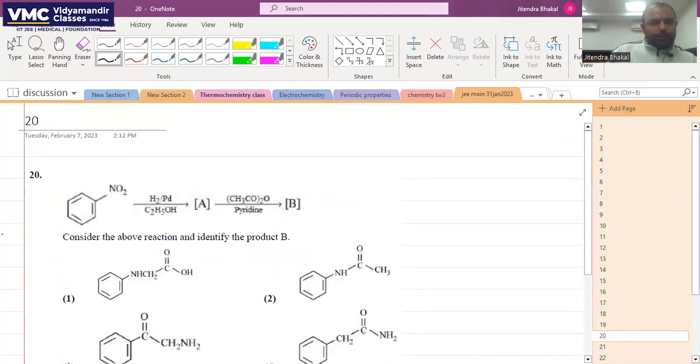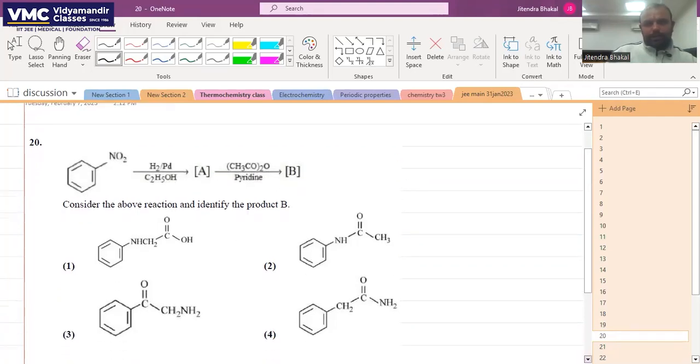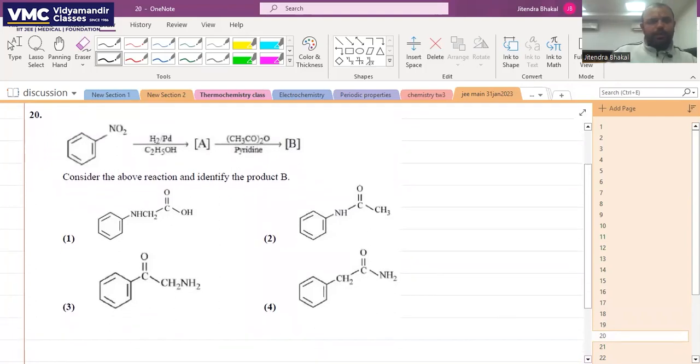Okay. Now in this, an organic reaction is given. So in the first step, reduction will take place. The nitrogen-containing compound is reduced and it will form aniline. So A is the aniline here, NH2. Then we are using an anhydride to react with aniline in the presence of pyridine.